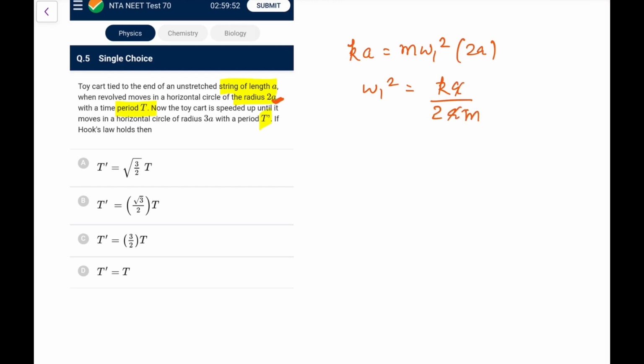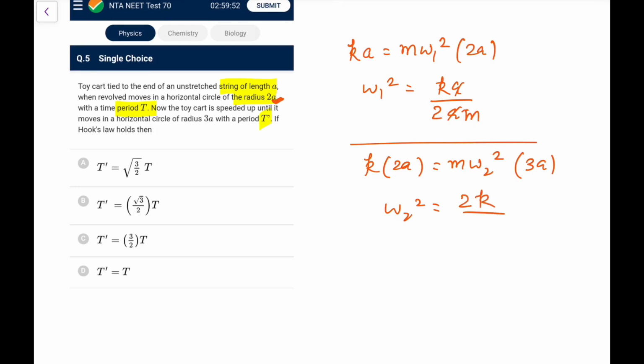So the time period we can take as a ratio next. When it is 3a, the force would be k times 2a, and that would be equal to m omega 2 square into 3a. So omega 2 square will come out to be 2k by 3m.